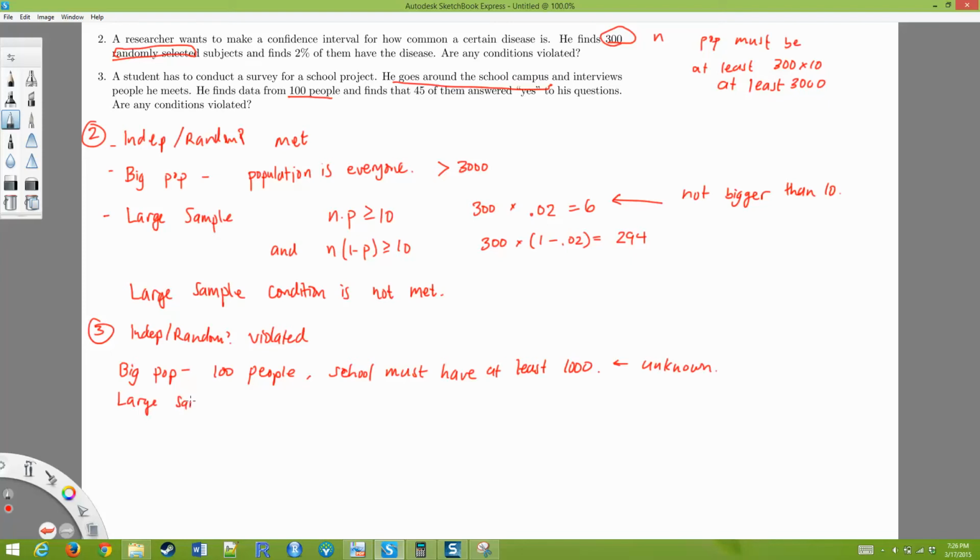And large sample condition, okay, so we have 100 as our sample size, 45 successes, so that means 100 minus 45, 55 failures, okay? So these are both bigger than 10, so the large sample condition is met, but again, independent random condition, that's violated, so we can at least indicate that.